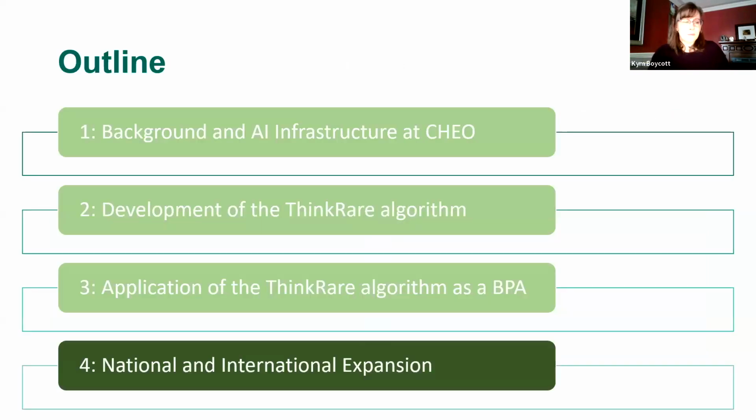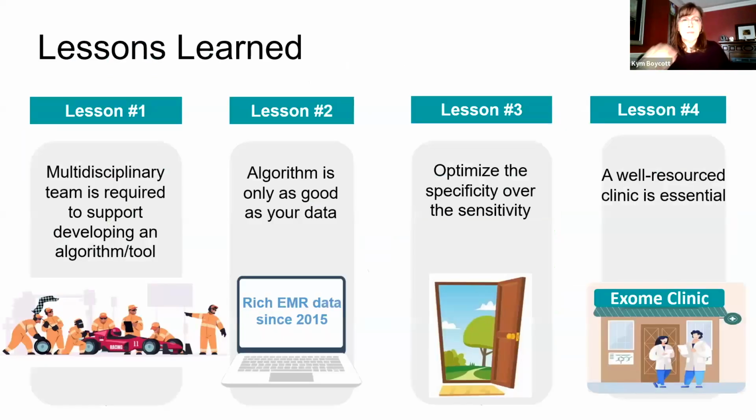And finally, I just want to wrap up with what we're thinking about with respect to dissemination and expansion. So we learned a few lessons that we want to share with people. And I think the first is that a multidisciplinary team is required to support developing the algorithm and the tool. You have to have engagement from your data experts, and you need the same amount of clinical engagement, and you have to work as one team for sure.